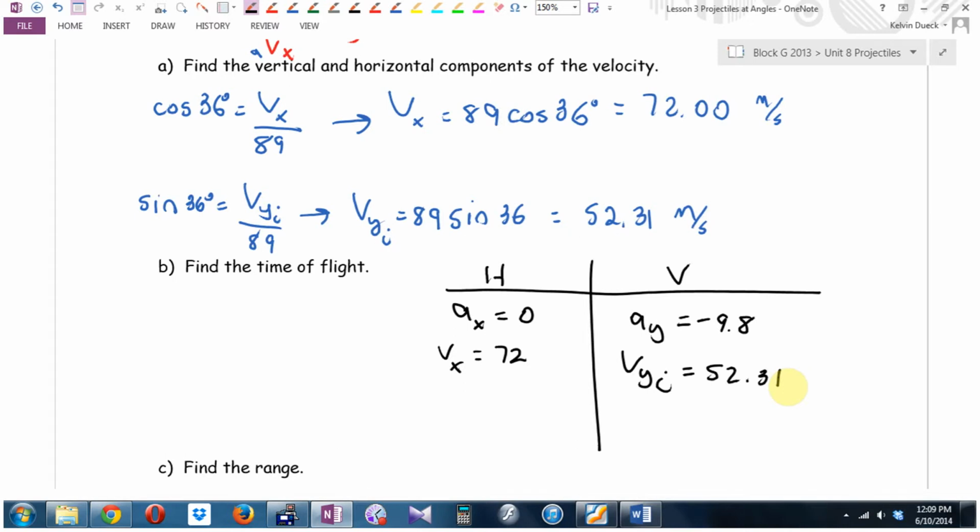What's the final velocity? Nope. At the top it's 0, but that's not the final velocity. You're very close though. I do know the final velocity. I know vertically how fast it's going to hit the ground at. Hit me, Kai. What you got? -52.3.